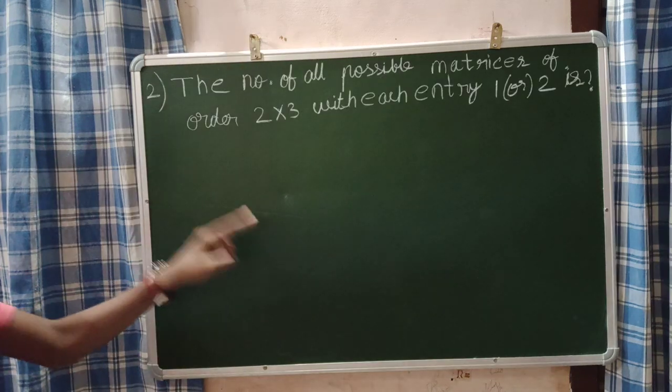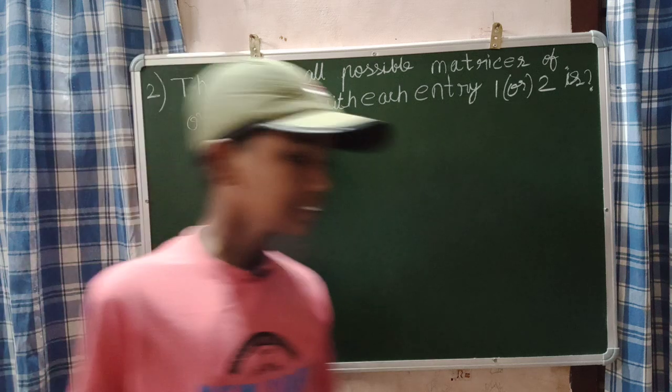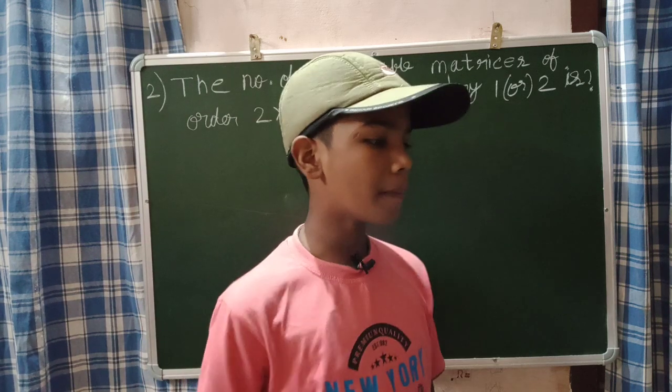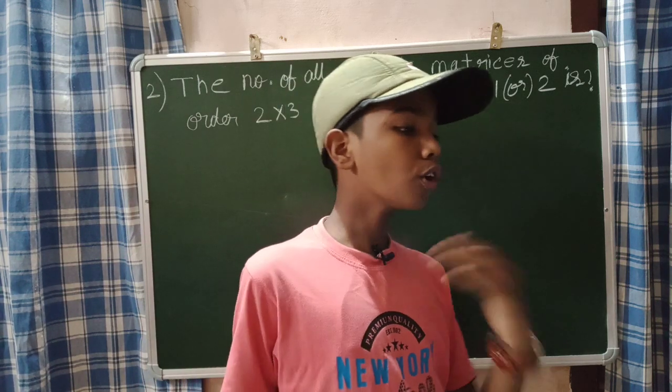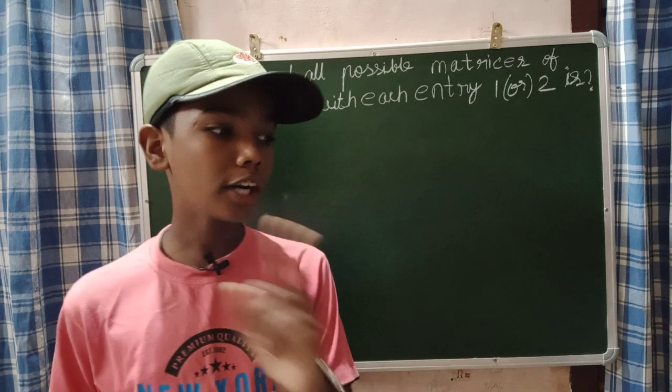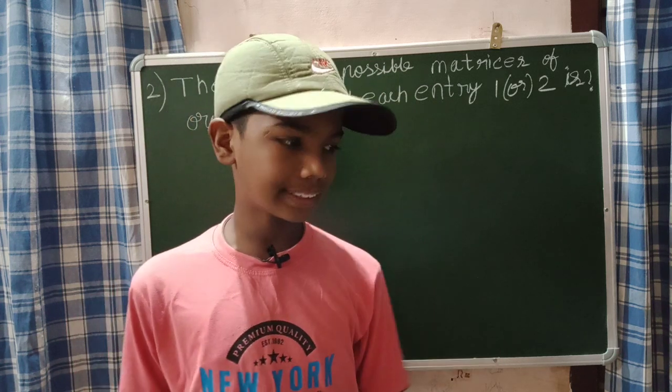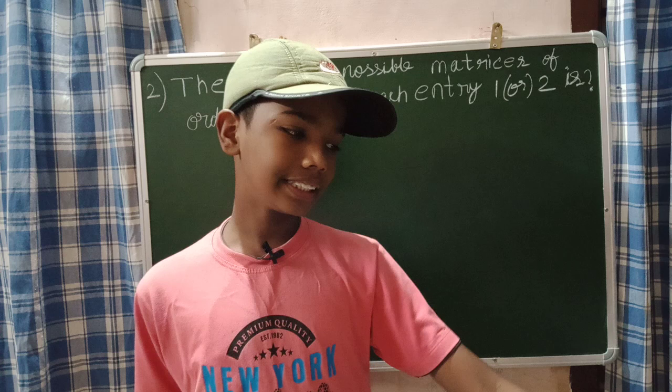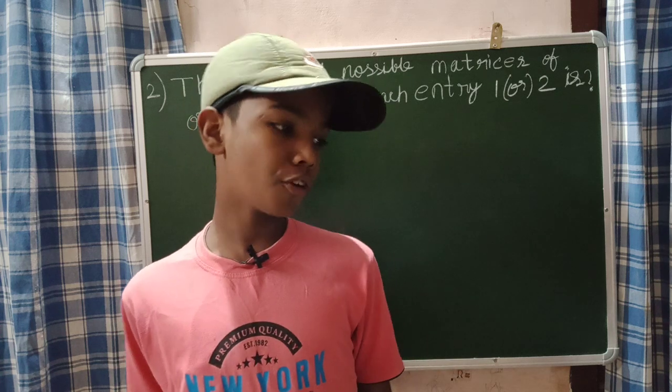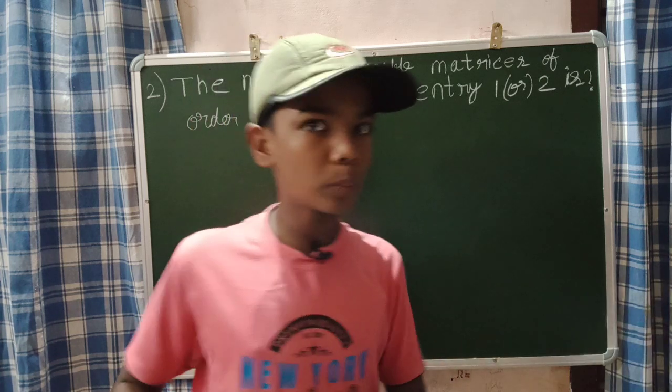This is the second question of your Section A. The question is: the number of all possible matrices of order 2 cross 3 with each entry 1 or 2. This is what they are asking, guys. And the options are A 16, B 6, C 64, D 24. These are the 4 options.